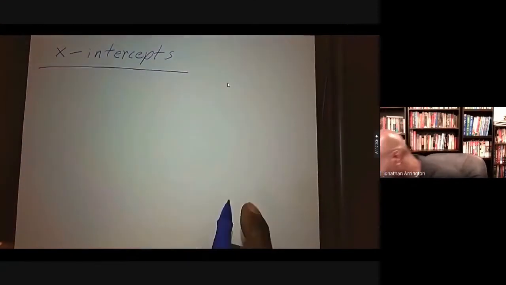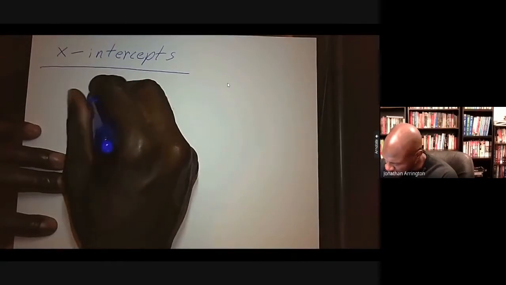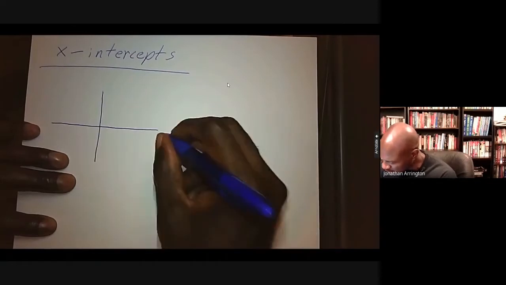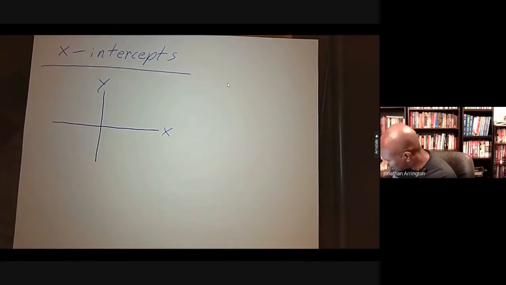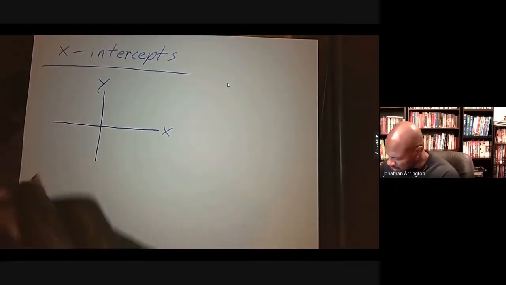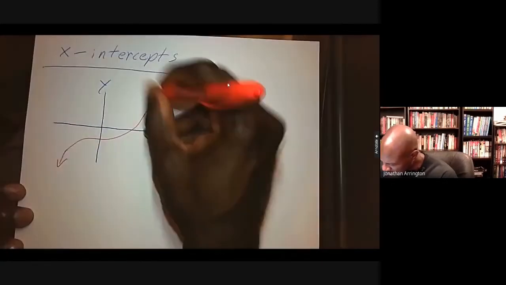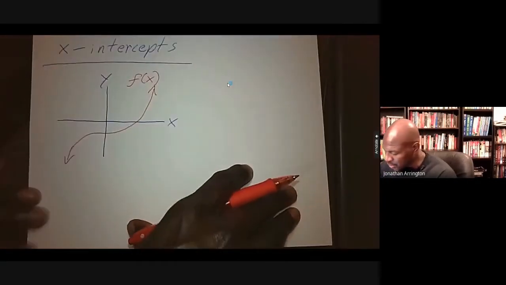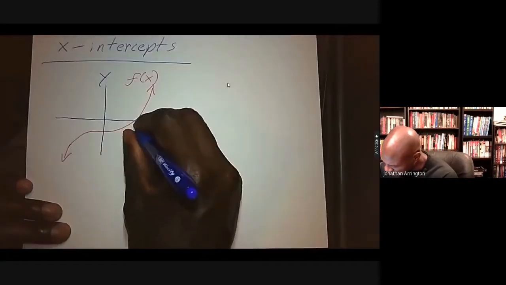All right, X-Intercepts. So again, I want to begin with a graphical demonstration or illustration of an X-intercept. So there's the Cartesian plane, there's your x-axis, there's your y-axis. Let's introduce a graph of f of x. And this is f of x in red. And of course, the x-intercept is where it crosses the x-axis. So for this graph, this is our x-intercept here.